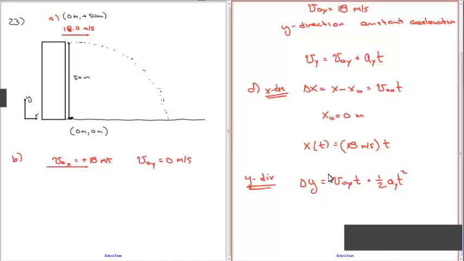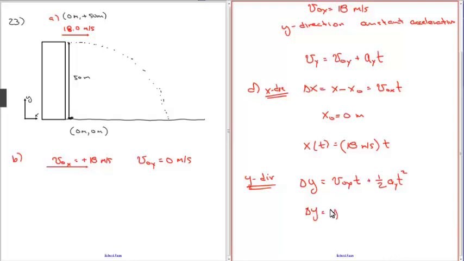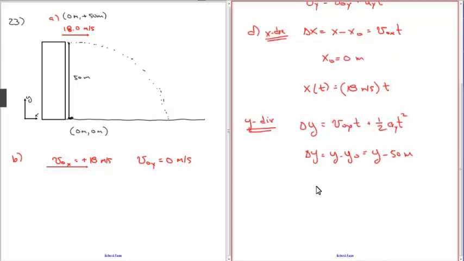And delta y is equal to y minus y0. And y0 is equal to 50 meters. v0y is equal to 0 meters per second. That's from this part right there. We know that the acceleration in the y direction is negative 9.8 meters per second squared. And it's negative because the acceleration is downward and positive y is upward.